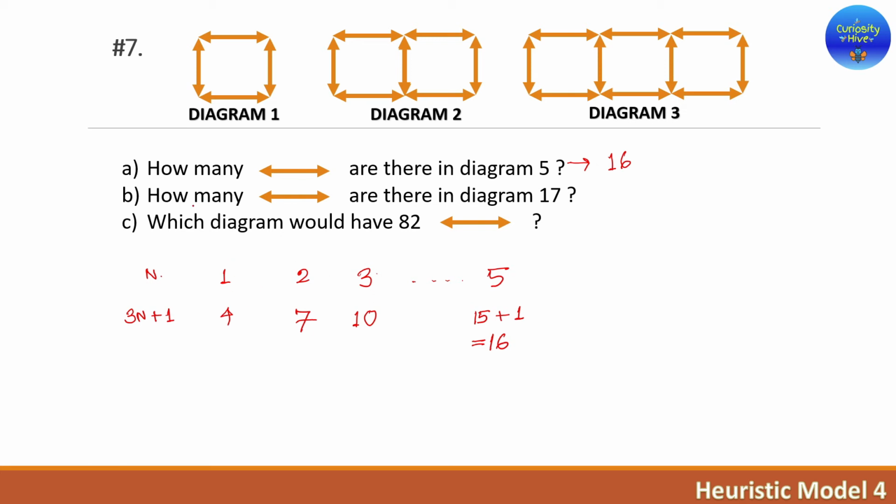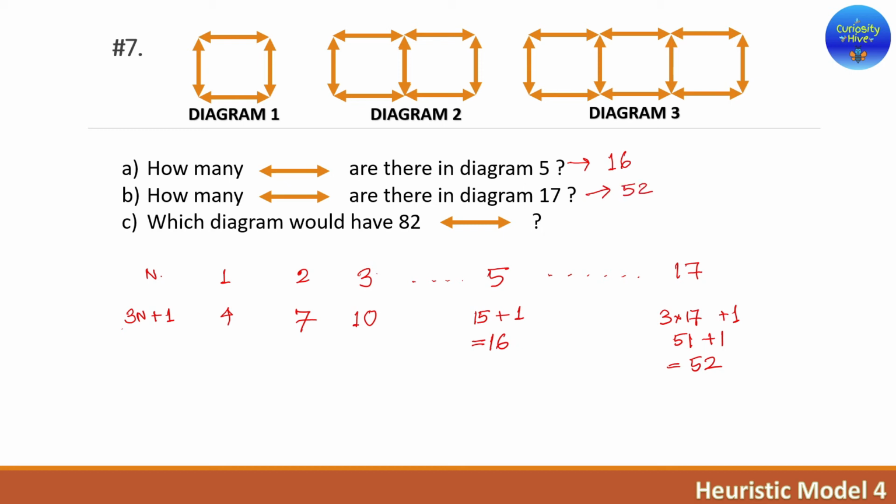Now let's see what is asked in B. They say, how many double arrowed lines are there in diagram 17? So the same thing they are asking, we will just replace n with 17 in this equation. So 17, that means 3 times 17 plus 1. 3 times 17 is 51 plus 1, which is equal to 52. So our answer for B would be 52 lines with double arrows.